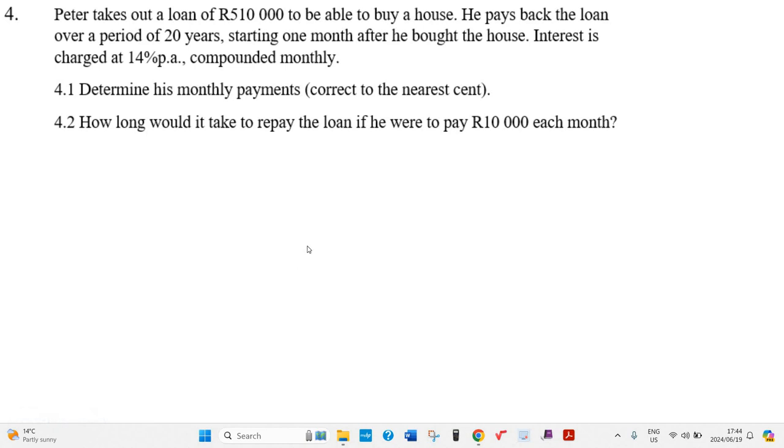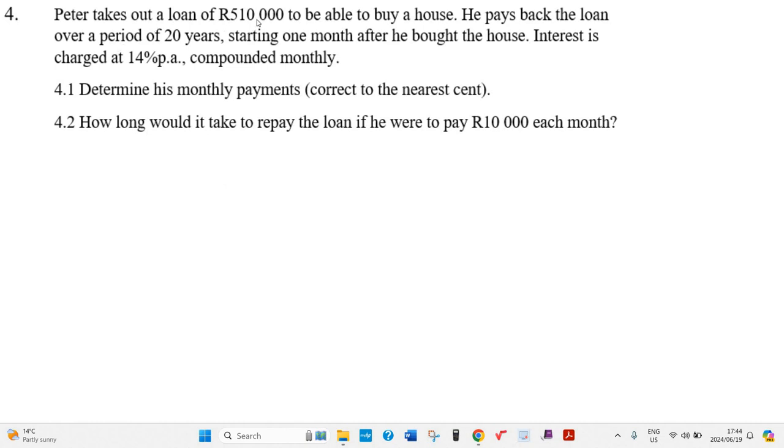Okay, let's try question 4. It's in two parts here. The first part, we're not doing time periods. We have to figure out his monthly payment before we get started. In fact, a lot of the financial math questions in exams, there's quite a few steps to it, and maybe something at the end is figuring out how long or how many payments there would be.